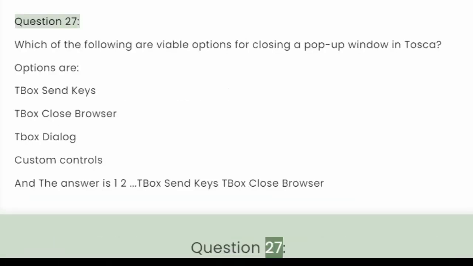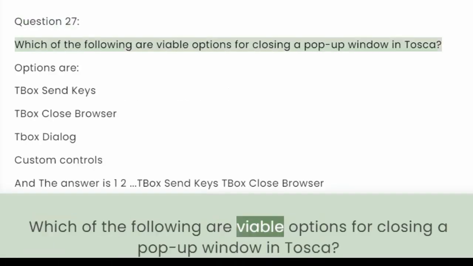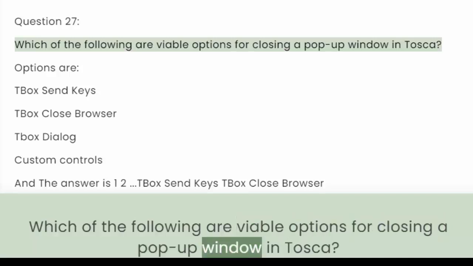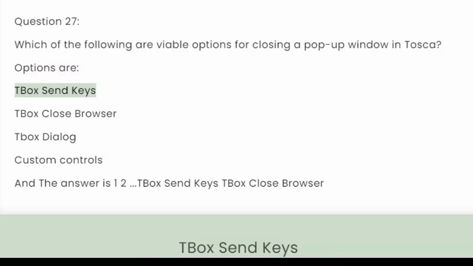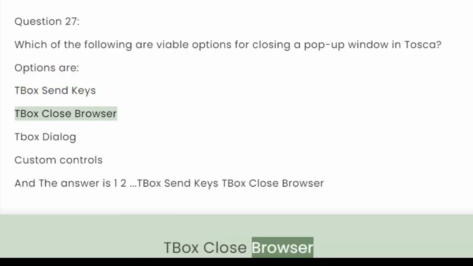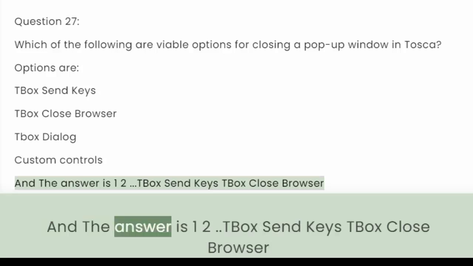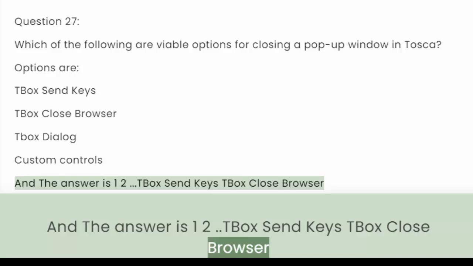Question 27. Which of the following are viable options for closing a pop-up window in Tosca? Options are: TBox Send Keys. TBox Close Browser. TBox Dialog. Custom controls. And the answer is 1, 2: TBox Send Keys, TBox Close Browser.